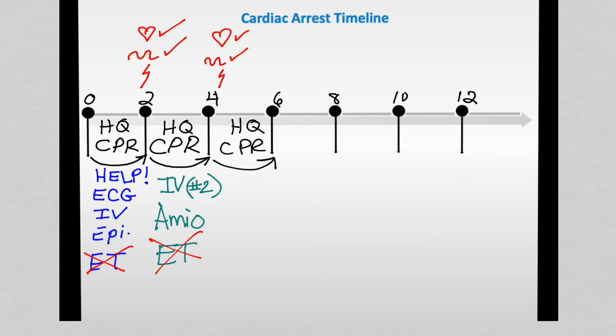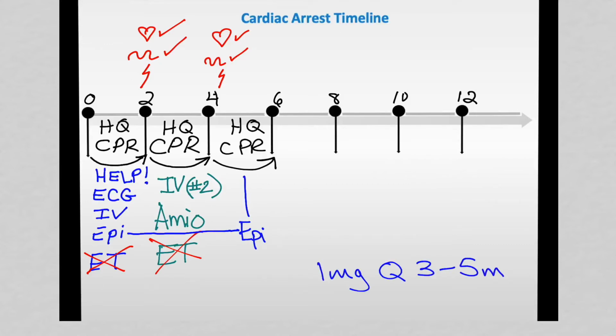Well, epinephrine is indicated every 3 to 5 minutes, so it's time to give an epinephrine in this window. It's important to know that epinephrine is dosed as 1 milligram every 3 to 5 minutes. And epinephrine doesn't have an ending point in the setting of cardiac arrest. So epinephrine is just going to continue every 3 to 5 minutes until the end of this cardiac arrest.